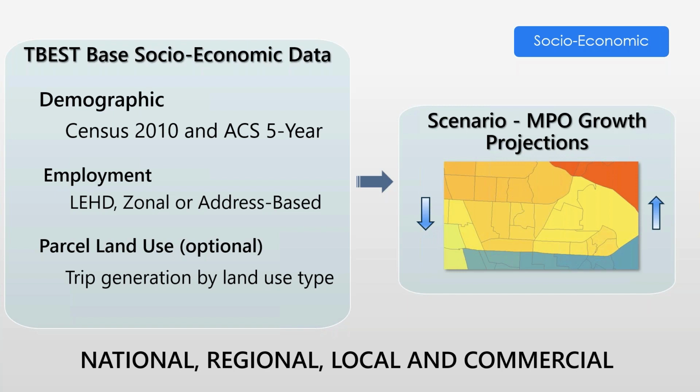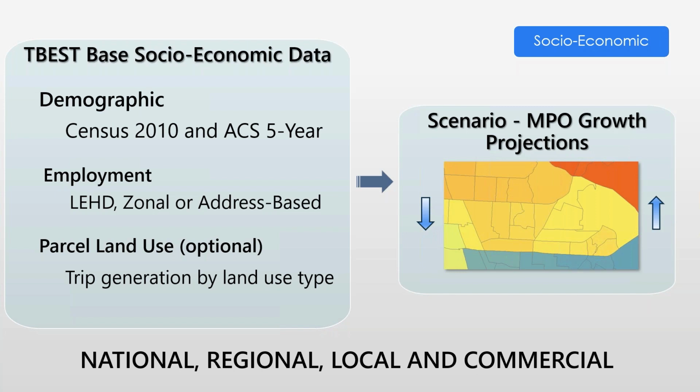And then at the employment level, we can use really three different data sources: the LEHD, which is again a census product, but you can also use zonal or TAZ, Transportation Analysis Zone data that the MPO might manage, and you can bring that into TBEST and use it as your employment source, or address-based or point level data, and that could come from a commercial vendor such as InfoUSA, or it could come from your parcel data. You might actually manage some employment data within your parcels, and you can use that as an employment source as well.